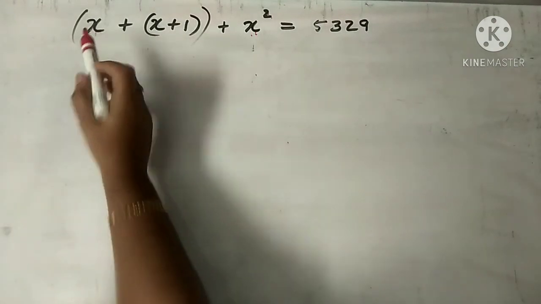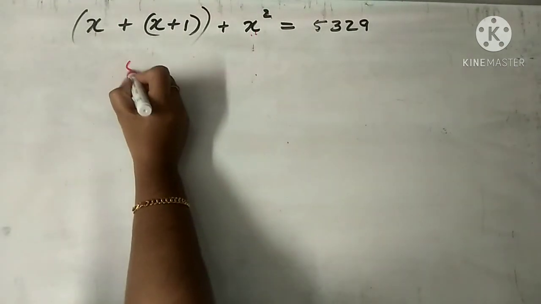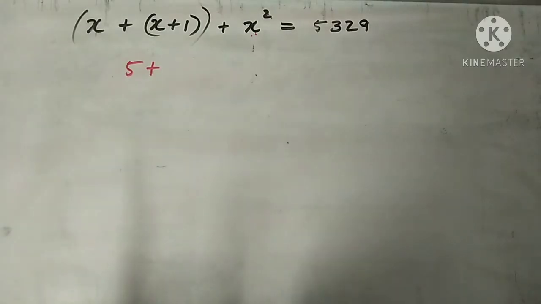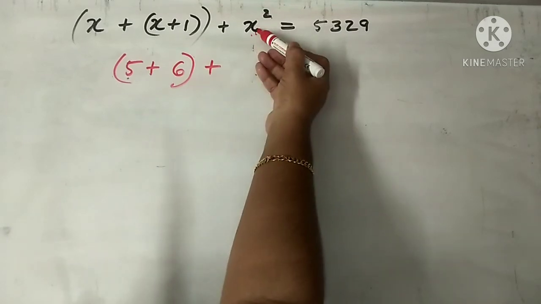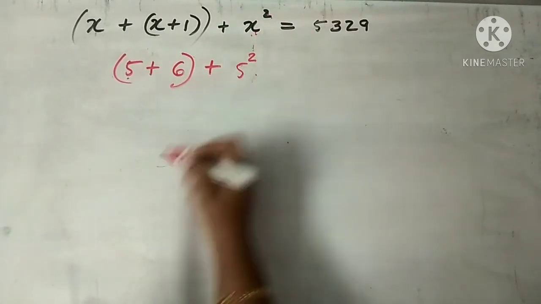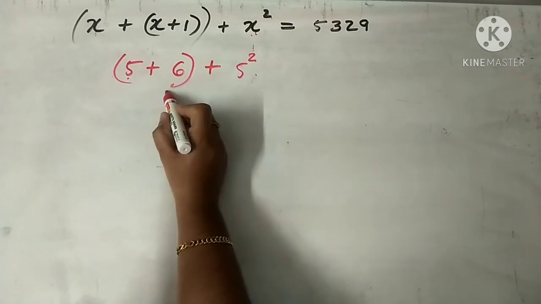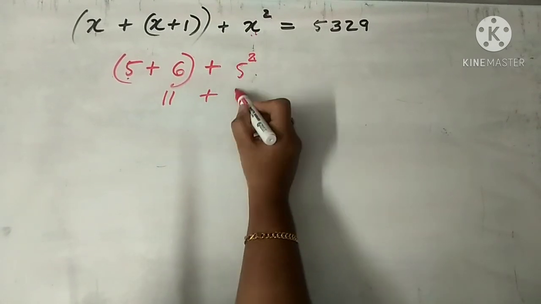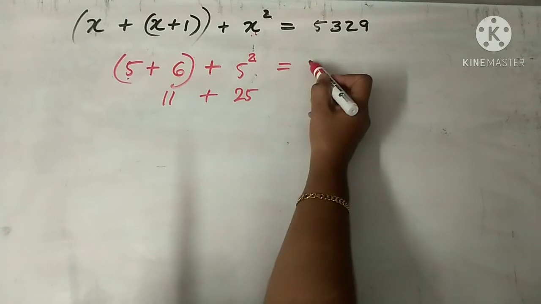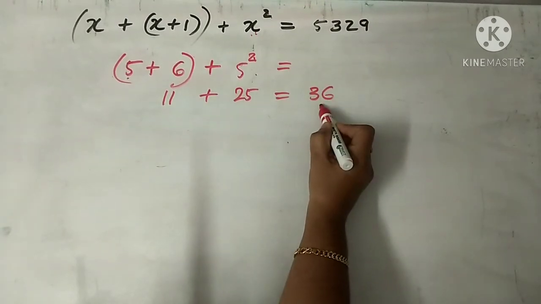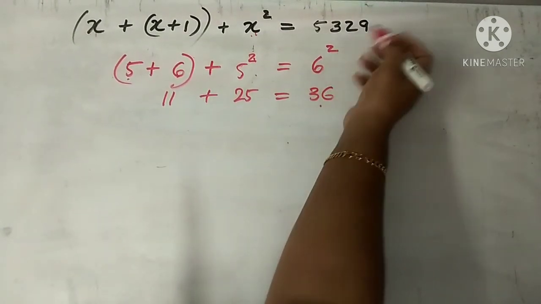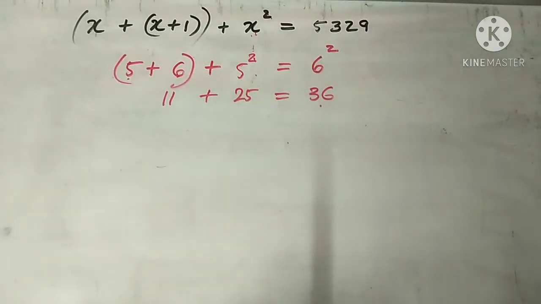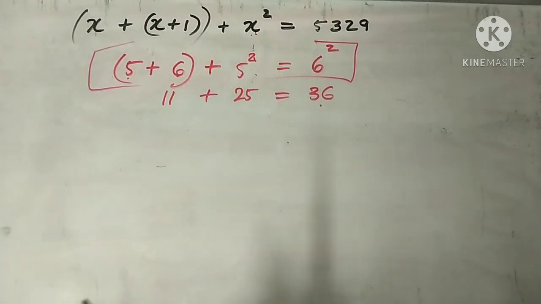If I take the first number as 5, the next consecutive number is 6. 5 plus 6 plus the square of the first number, that is 5 square. What is the answer? 5 plus 6 is 11, plus 5 square is 25. When we add, we get 36. 36 is what? The square of the second number, that is 6 square. We have seen this somewhere in the same chapter. This is the form that we see under the topic next square.